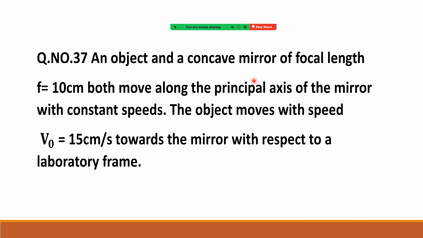An object and a concave mirror of focal length 10 centimeter both move along the principal axis of the mirror with constant speeds. The object moves with a speed 15 centimeter per second towards the mirror with respect to a laboratory frame. Its meaning is ground frame.